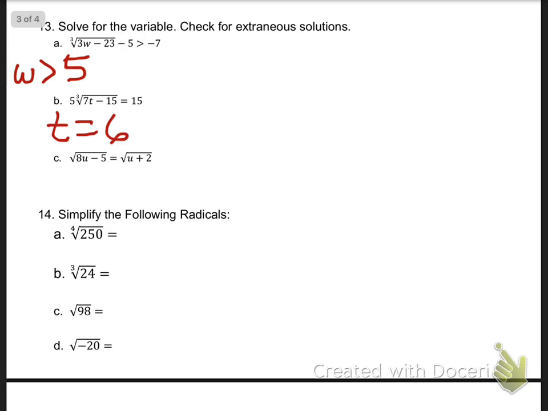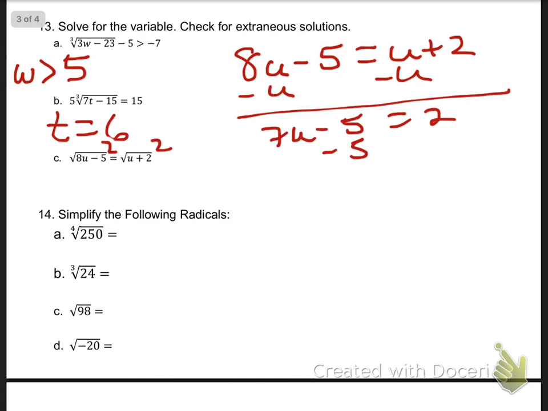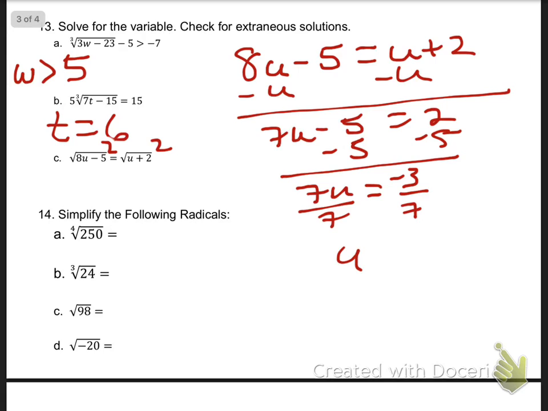Okay, so here I have square root is equal to square root, so I'm just going to square both sides. And I get 8u minus 5 is equal to u plus 2. Now I have a linear equation. I'm going to subtract u from both sides. I get 7u minus 5 is equal to 2. Add 5. I get 7u is equal to 3. Divide by 7. And I get u is equal to 3/7.